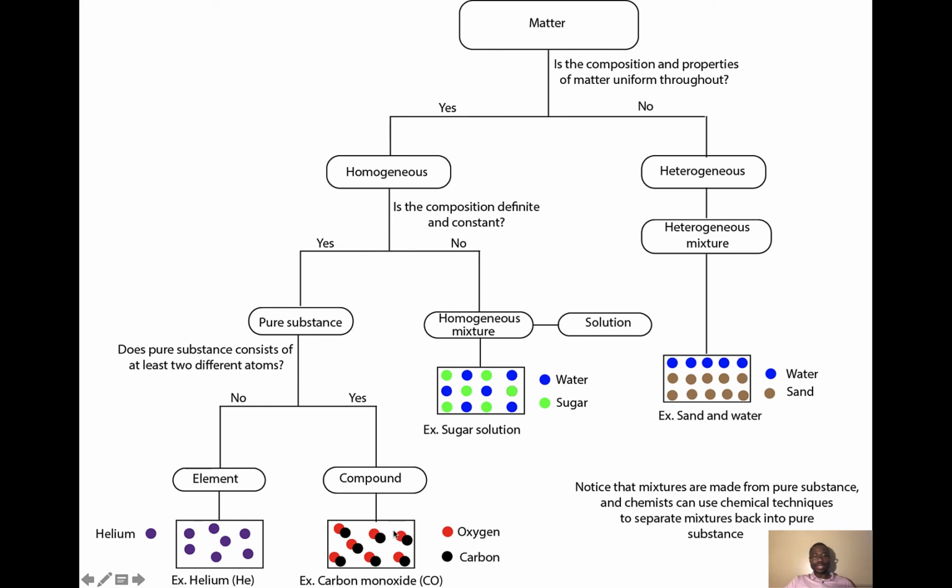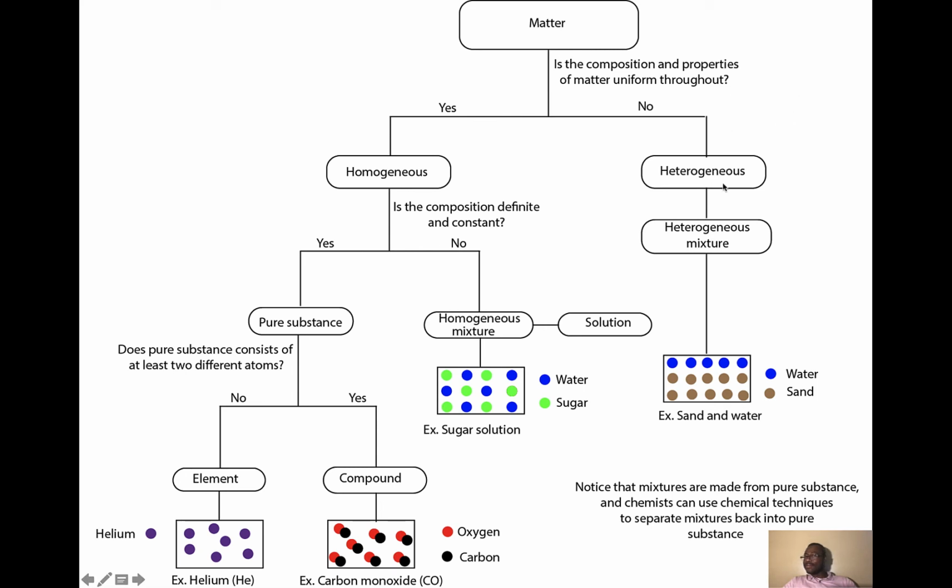Now, if the composition is uniform but not constant, then you are dealing with a homogeneous mixture, which means a solution. An example is the water and sugar solution, or salt and water solution.